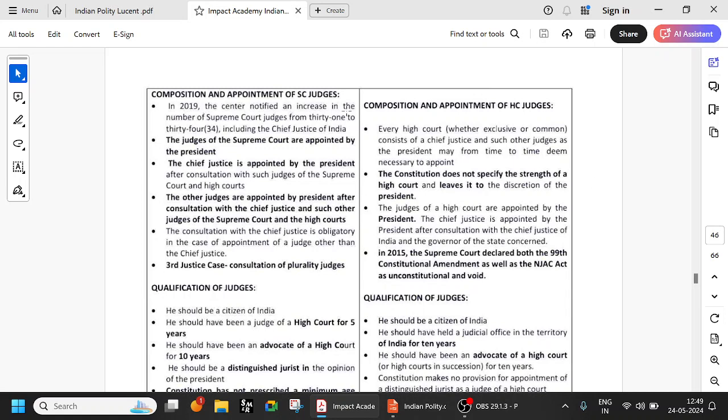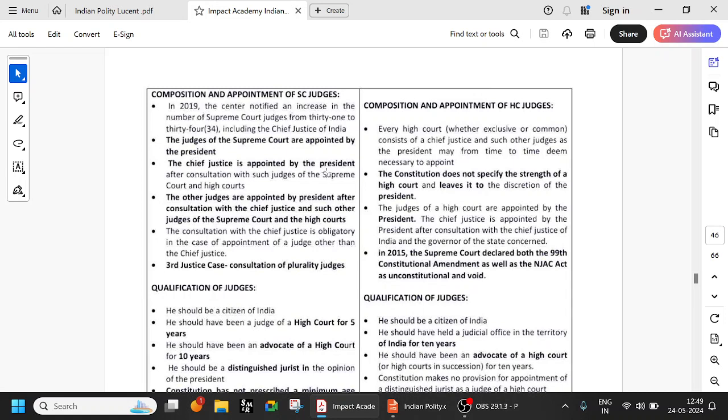So, composition and appointment of Supreme Court judges. In 2019, the Centre notified an increase in the number of Supreme Court judges from 31 to 34, including the Chief Justice. Right now there are 34. Judges of the Supreme Court are appointed by the President.